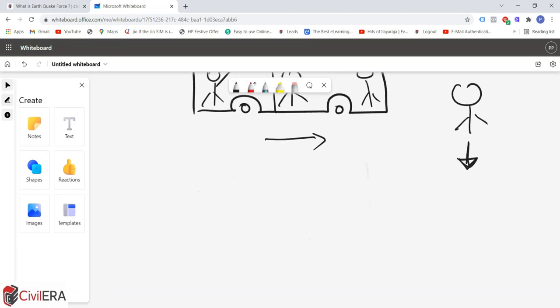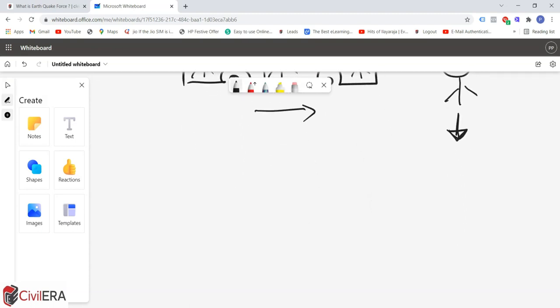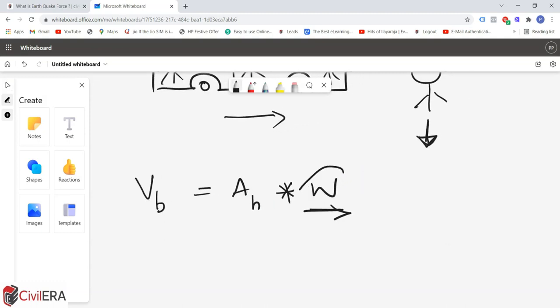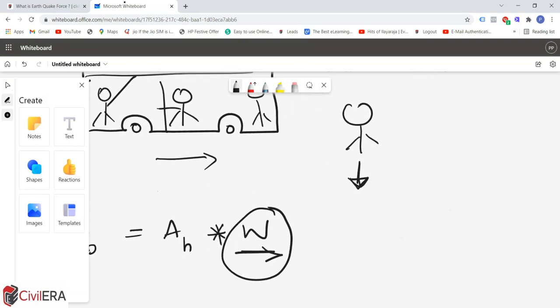So if you look at the equations in your textbook or in your IS 1893 code, you know that VB, the base shear, equals acceleration multiplied by the weight. Now what is this weight? This weight is your lateral weight, and how is this lateral weight coming? This lateral weight is coming from your inertial force. So your own weight, if you are 100 kg, that 100 kg is acting as the lateral load as per this equation. Your own gravitational weight, your own vertical weight, is being added as a lateral load because of inertia.